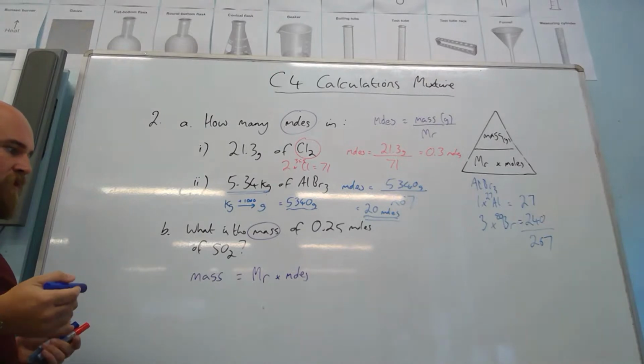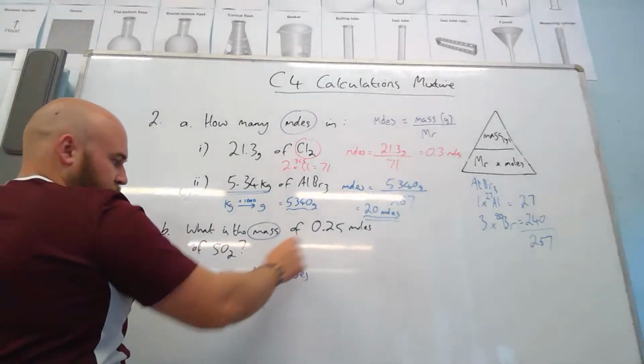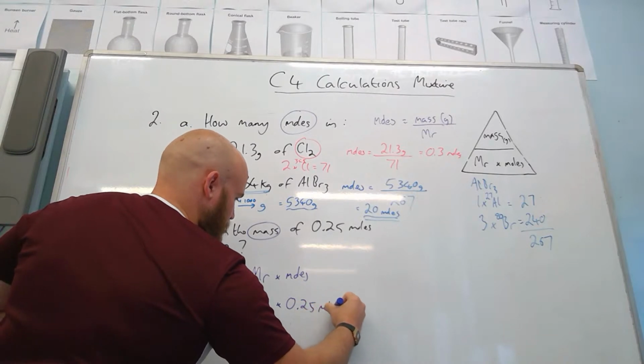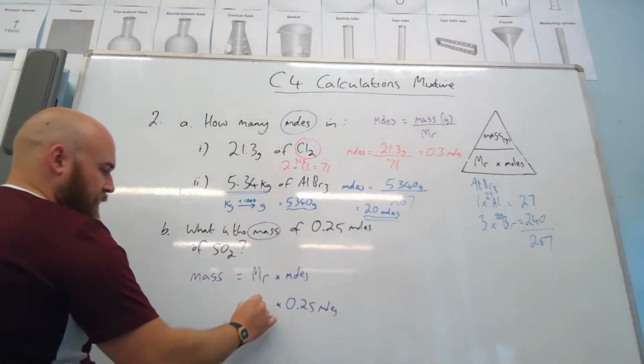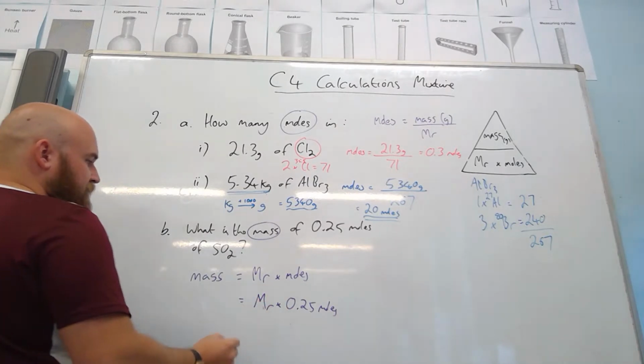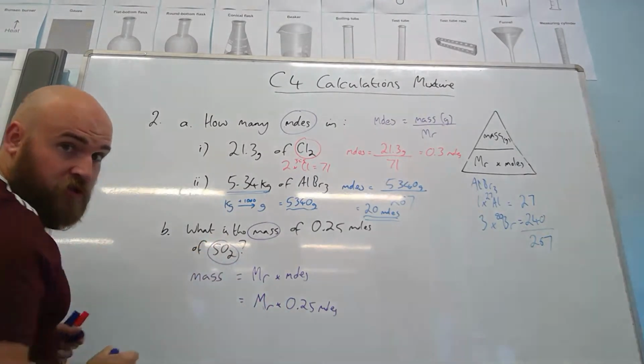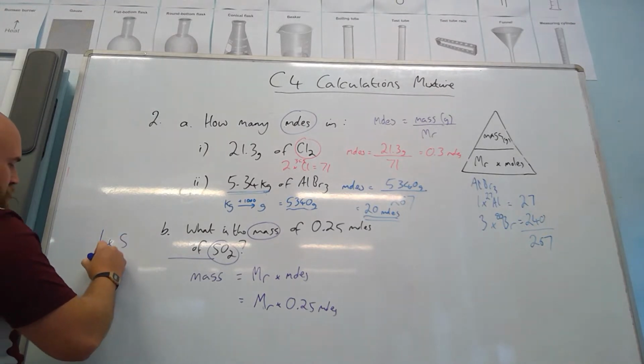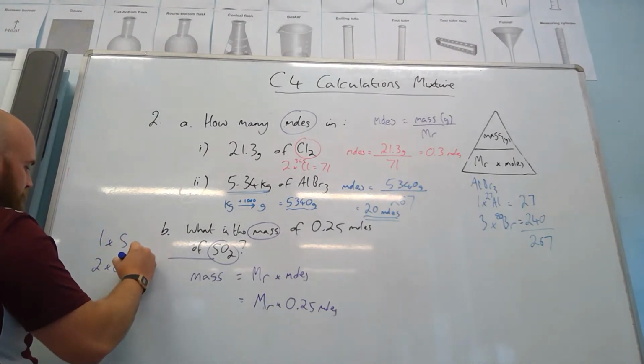So, what do we have in the question? We've got a number of moles, but we need to work out the MR before we can do this. So what is the MR of SO2? Well, let's do it over here. So we've got 1 sulfur, 2 oxygens.